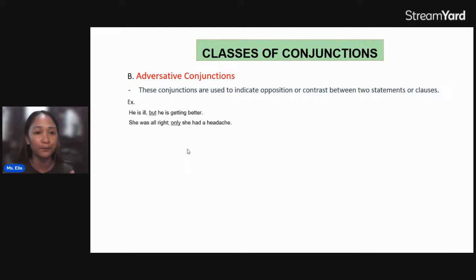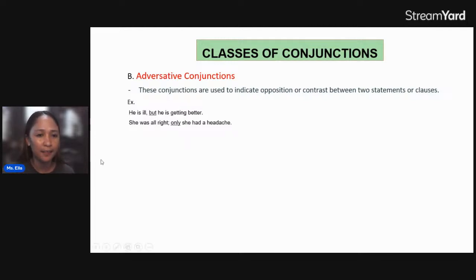For example, the first statement we have here, he is ill, right? And the second statement, he is getting better. It's contrasting, right? You are ill, but you are getting better. That means it's an adversative conjunction, and we use the conjunction but to give emphasis that the two statements are contrasting with each other. That's why we come up with the sentence: He is ill, but he is getting better.